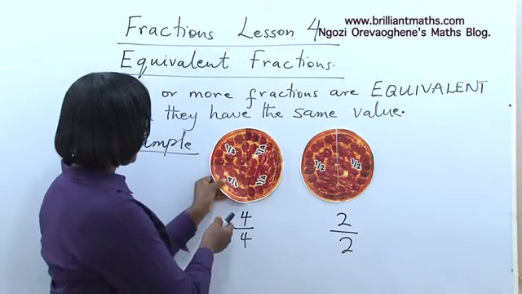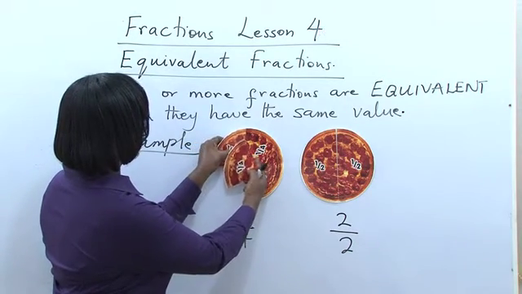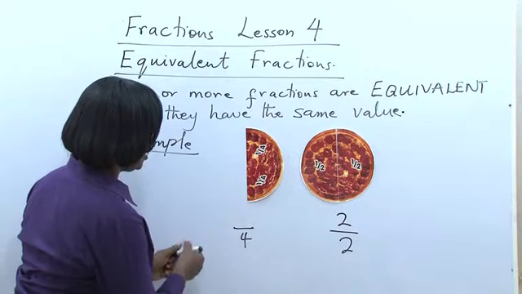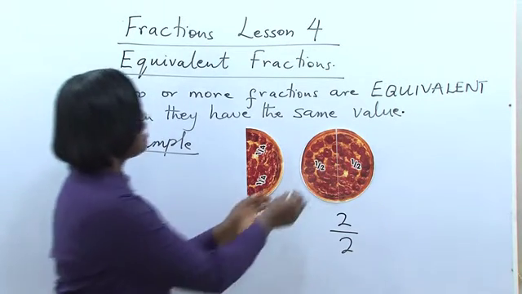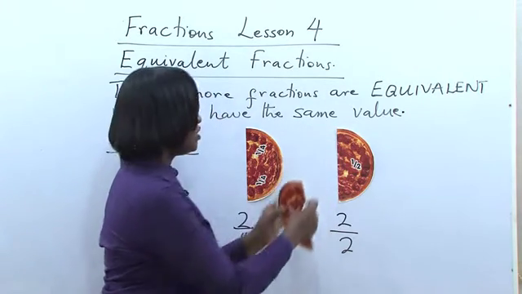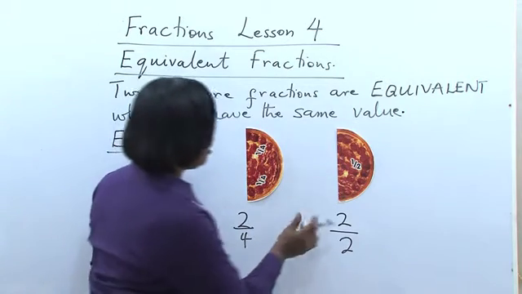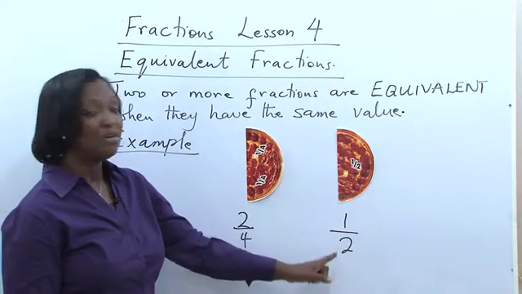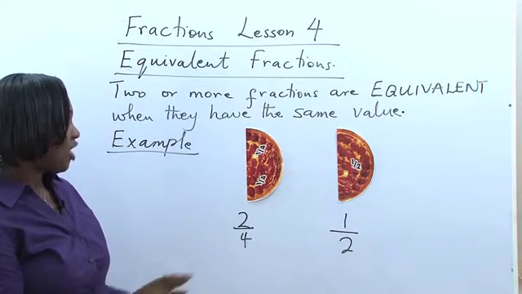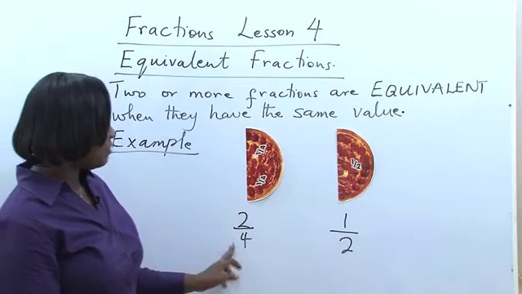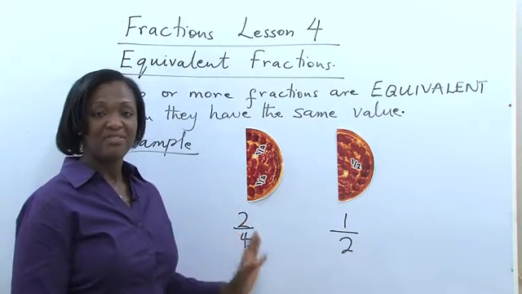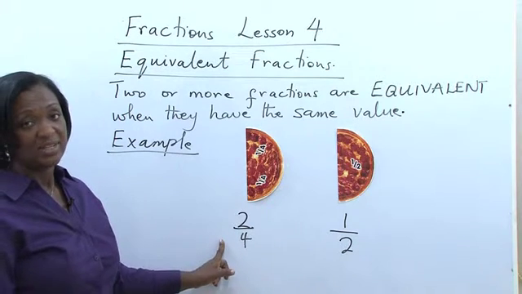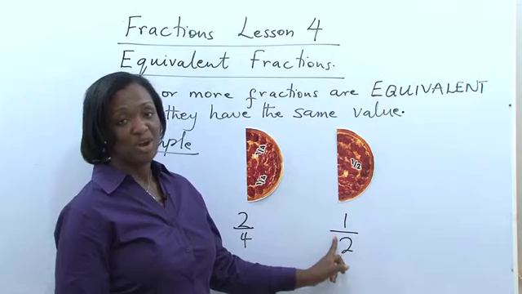But assuming I eat 2 parts out of 4 here, that leaves me with 2/4. And I give half of the second pizza to a friend. That leaves me with half. And as we can see, 2/4 is equal to half. They have the same value. Although the numerator figures are different, and the denominator figures are also different, they have the same value, so they are equivalent. We can say half is equivalent to 2/4, or 2/4 is equivalent to half.